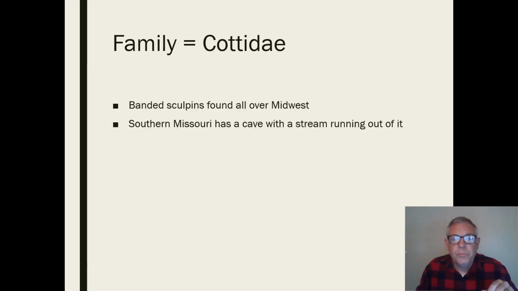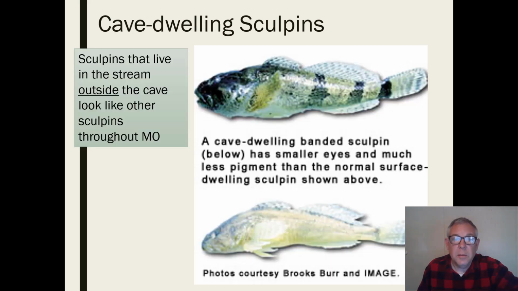If you go, they're found everywhere. If you go to Missouri, there's a particular area where there's a cave that's got a stream running out. So the stream originates in the cave and then flows and then becomes just a regular stream. And if you look in this stream, you can find banded sculpins, just like the ones that you find anywhere else in Missouri. However, if you go up into the cave, you can find similar fish, but they are adapting to the cave environment. And so they're clearly sculpins. They clearly came from the same population. They're in the same stream.